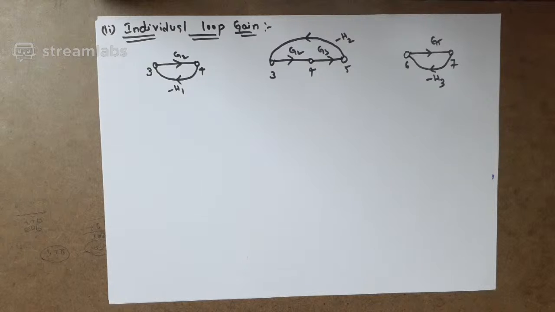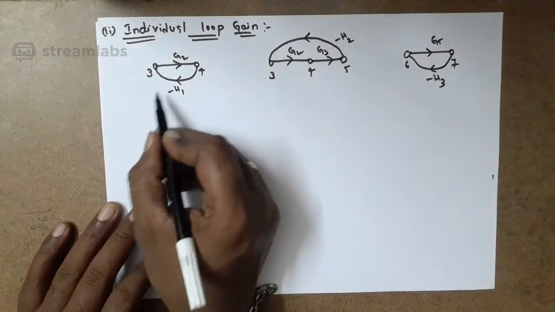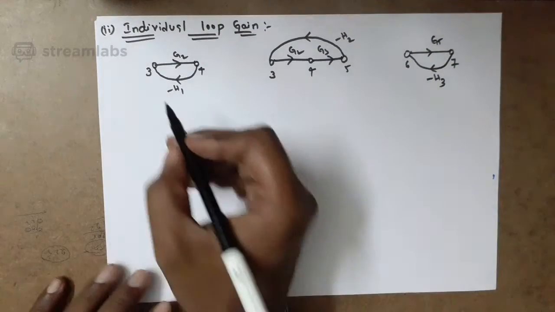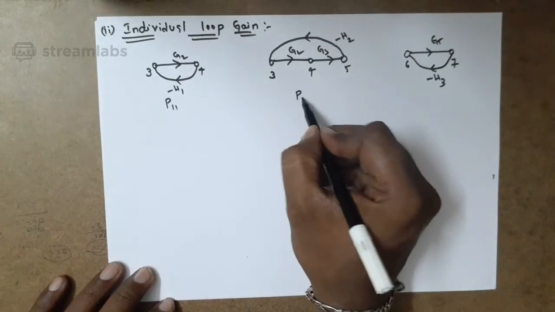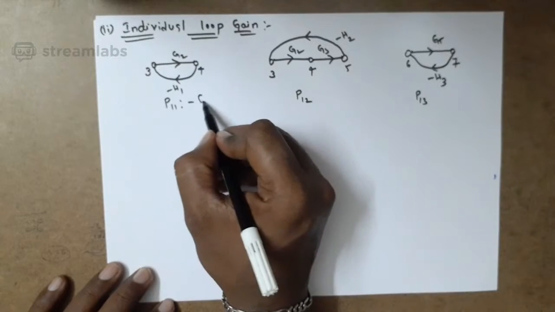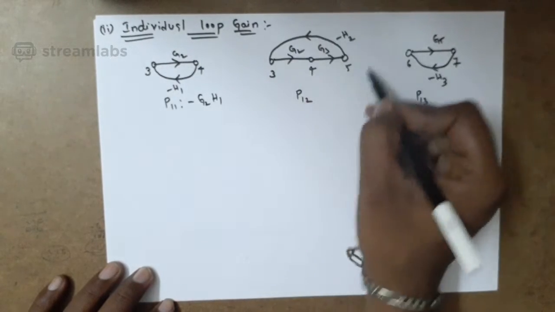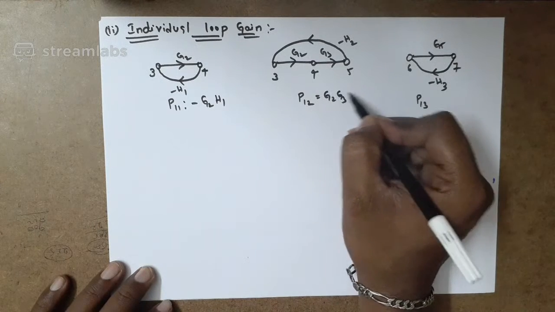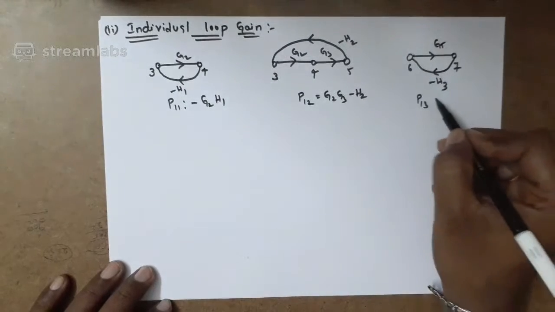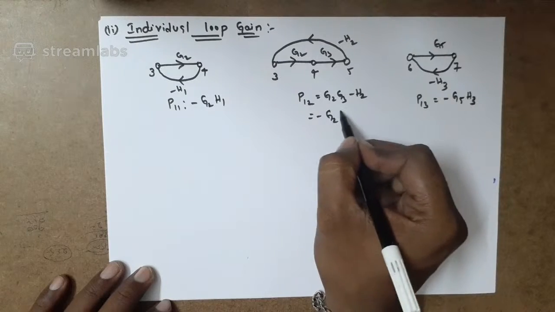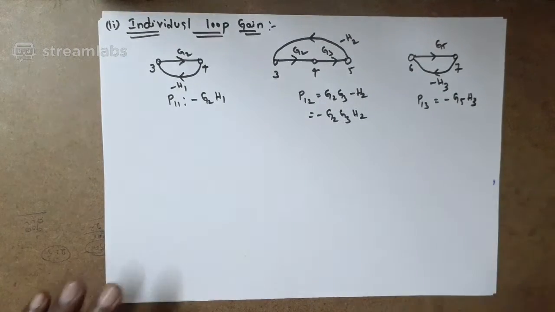Now we are going to find the loop gains. We note them as P11, P12, P13. The gain of the first loop is minus G2H1, the gain of the second loop is minus G2, G3, H2, and for the third one it is minus G5H3.